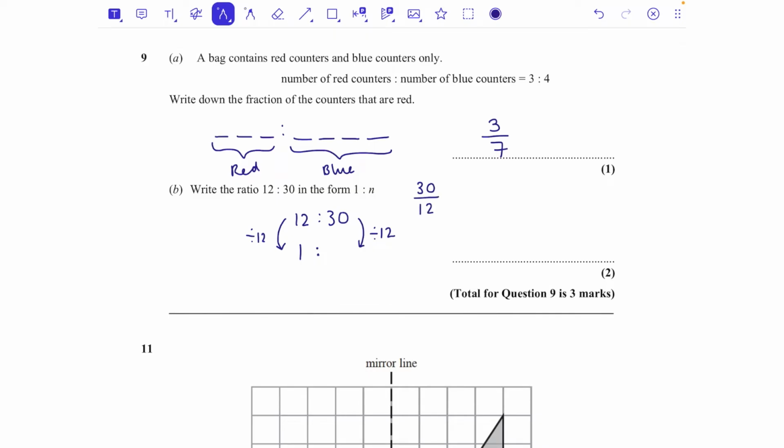30 divided by 12 is the same as 15 divided by 6. I've halved the top and halved the bottom. And they're both in the 3 times table, so that's the same as 5 over 2, and that's a little bit easier. 5 divided by 2 is 2.5. All of those fractions are the same thing, so I now know that 30 divided by 12 is 2.5. So there we go, that goes there, and the ratio they're looking for is 1 to 2.5. 12 goes into 30 2.5 times.